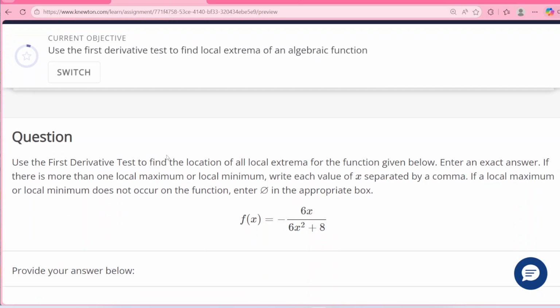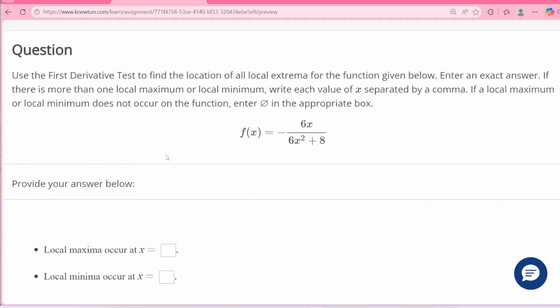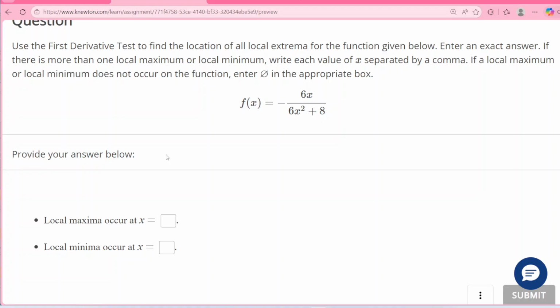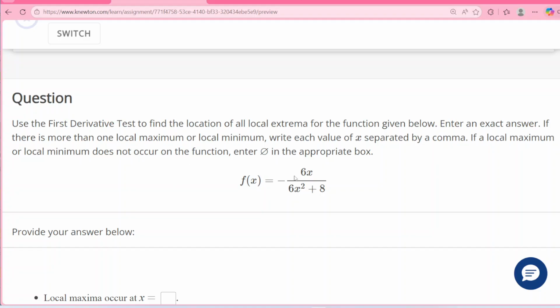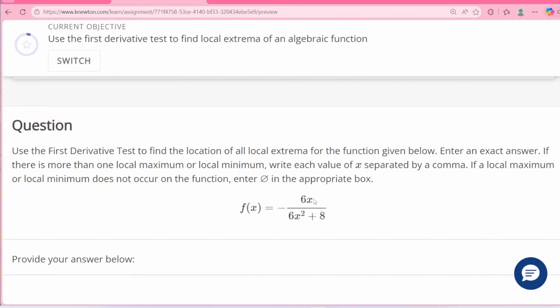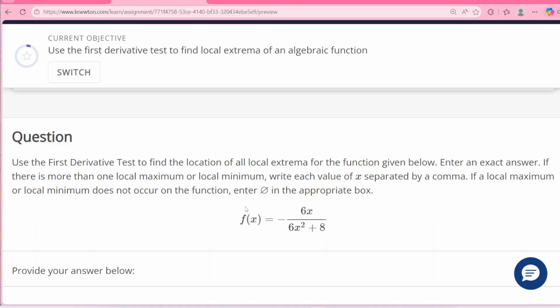All right, so back to this one where we're given a function and asked to locate where the function would have the top of a hill, bottom of a valley, local maximum values, local minimum values. But it's just a different kind of function, a rational function here. All right, so let's write this out.